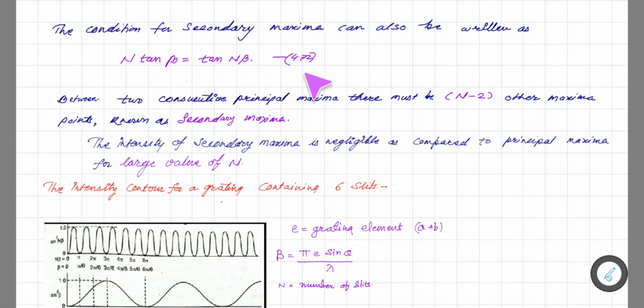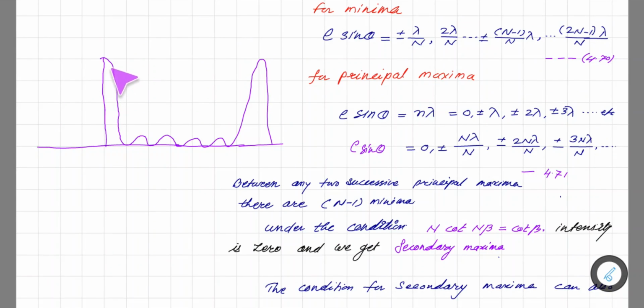That is equation 4.72. So between two consecutive principal maxima, there must be N minus 2 other maxima, known as secondary maxima. As we just saw here, between two principal maxima, capital N is equal to 6, the number of slits is 6. So when we talk about minima, that is 1, 2, 3, 4, 5, 5 minima are there, and secondary maxima are 1, 2, 3, 4. So that is N minus 2 secondary maxima.